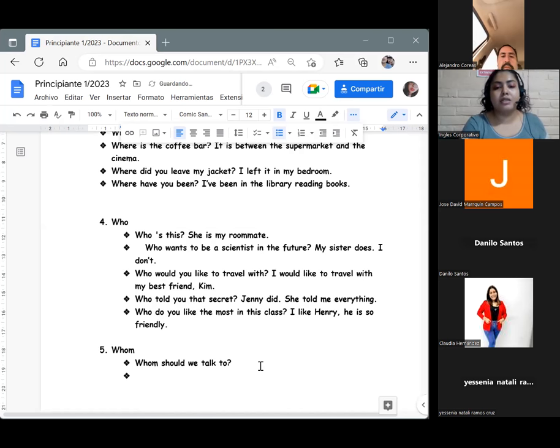Remember that in this case, you are using whom because you are using a subject as the object of the verb. Así que es quien está haciendo directamente, ¿verdad?, nuestra acción y por quien nosotros exactamente estamos preguntando. En este caso dice que deberíamos de hablar con el principal porque es responsable de los problemas de los estudiantes.